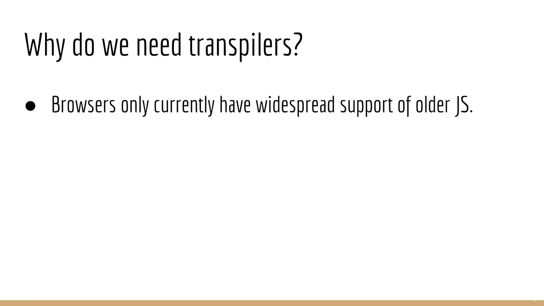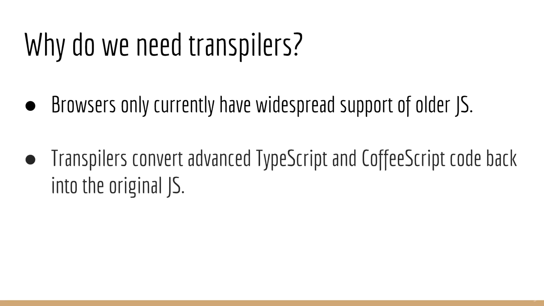Browsers only currently have widespread support of older versions of JavaScript, so they can't recognize advanced code like TypeScript code or CoffeeScript code that have simplified JavaScript. They need the pure plain old JavaScript. So, transpilers achieve this by converting advanced code back into the original JavaScript.